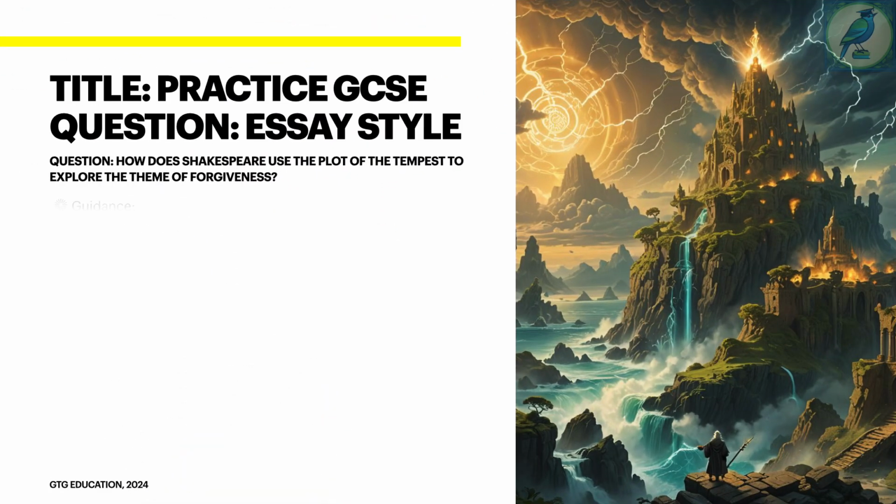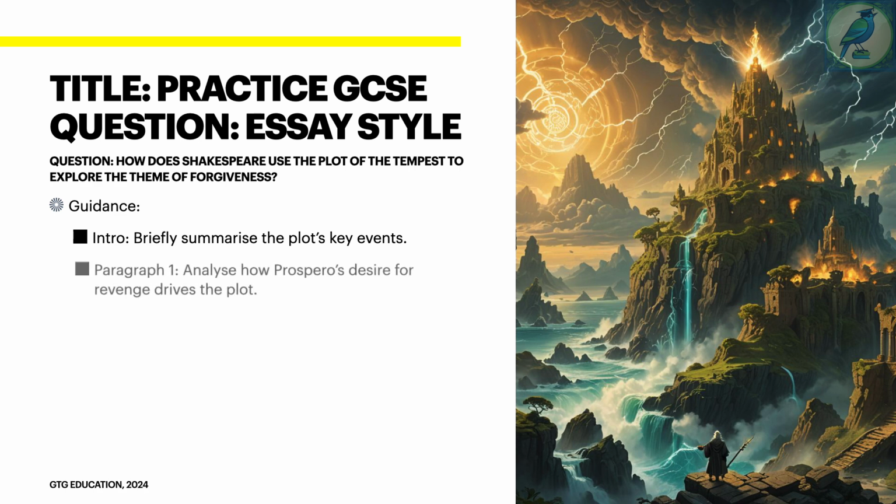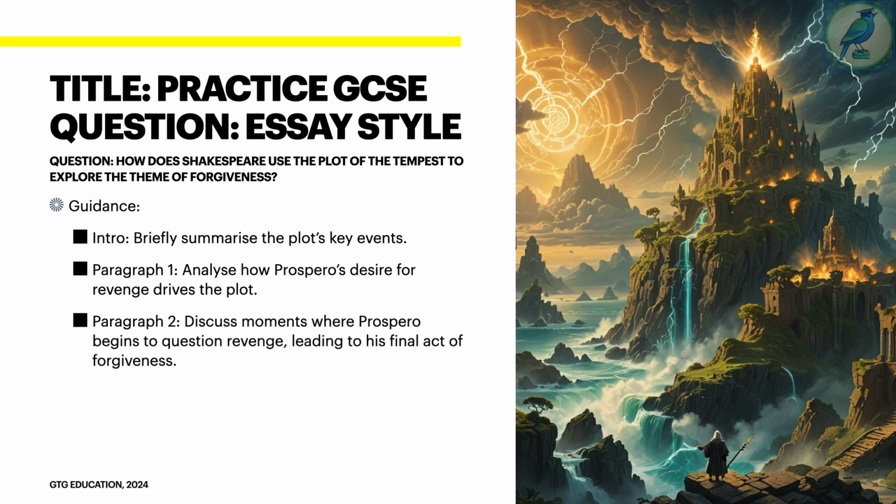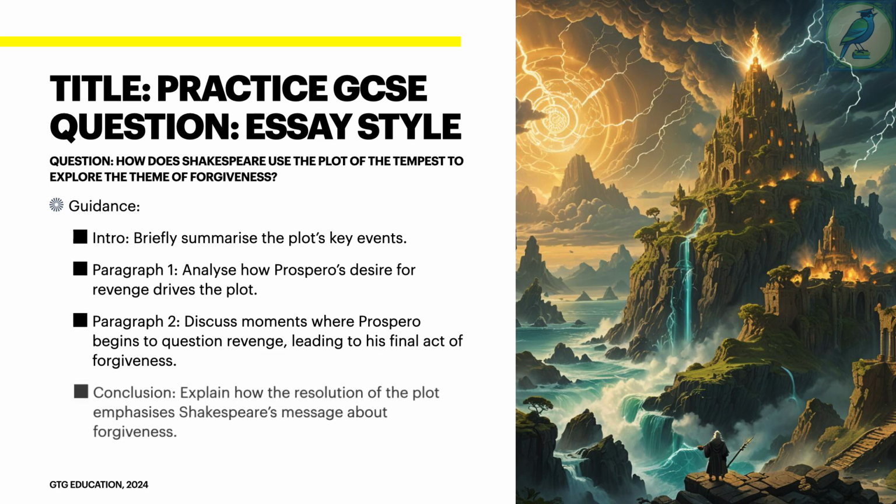Now a GCSE-style question to help you practice those essay writing skills. The question is, how does Shakespeare use the plot of The Tempest to explore the theme of forgiveness? In your answer, you'll want to summarize some of the key events, like Prospero's initial desire for revenge, then analyze how his actions evolve throughout the play. Remember to connect these events to the theme of forgiveness, especially in the final act when Prospero chooses mercy over revenge.